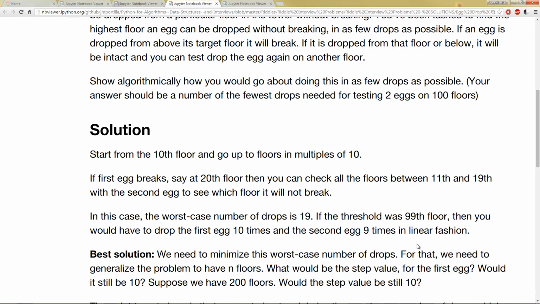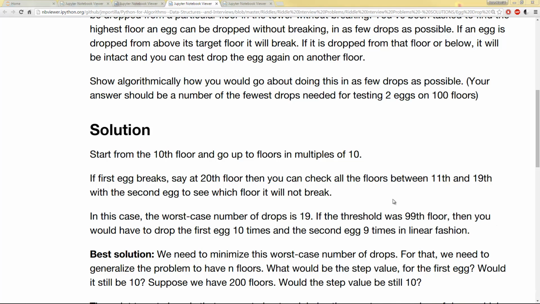So let's say you were just going to start from the 10th floor and go up the floors in multiples of 10. Then if the first egg breaks, say at floor number 20, you would know you just need to check all the floors between 11 and 19 with the second egg to see which floor it won't break at.